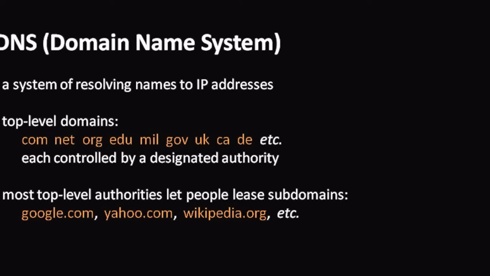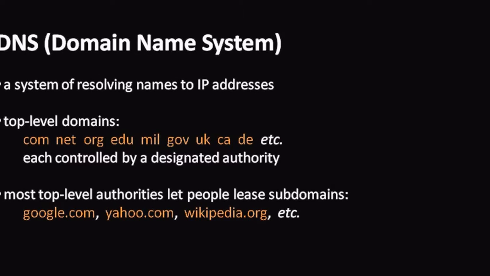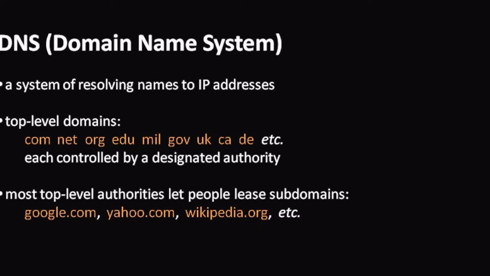And the idea behind these top-level domains is that each one is controlled by a designated authority. In the case of the country codes like UK, it's fairly obvious who controls that. UK is controlled by the United Kingdom government. Gov is controlled by the American government, mil by the American military. EDU is controlled by a consortium of various educational institutions. And in the case of com, net, and org, the authority has been designated to a number of companies.